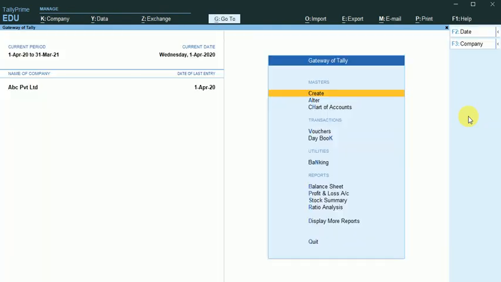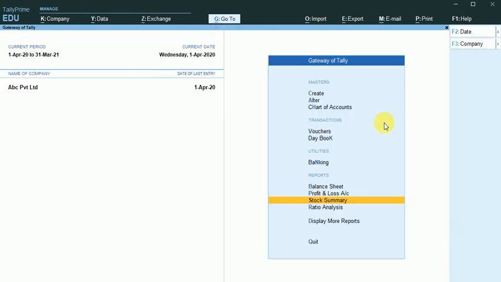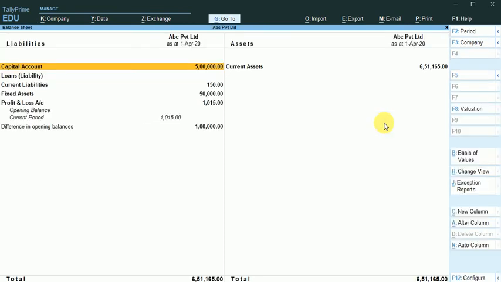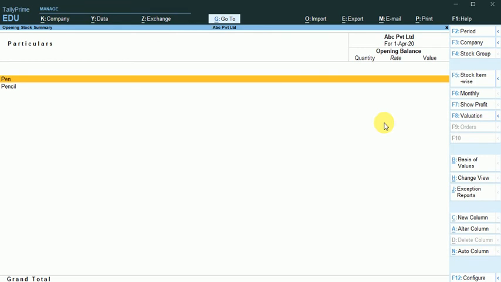So now I'm going to see my stock summary. So the inventory has now reduced. So I'm going to see how my balance sheet is going to display. Enter into the balance sheet. So entering into the profit and loss, opening stock.